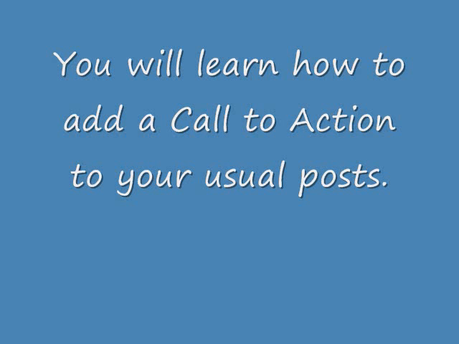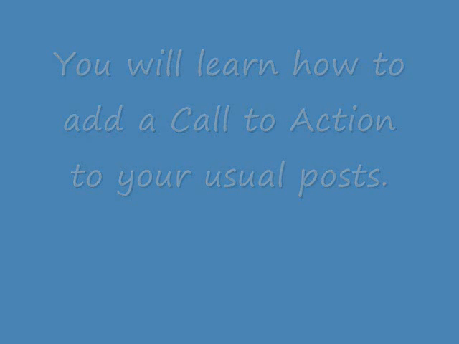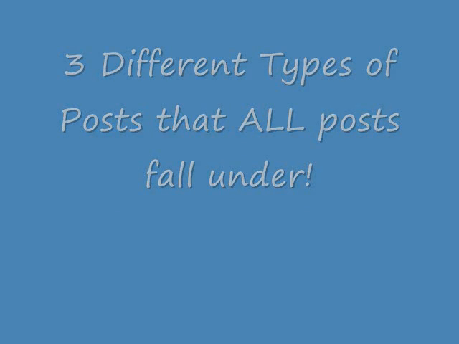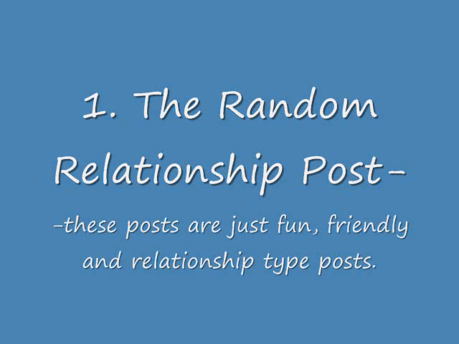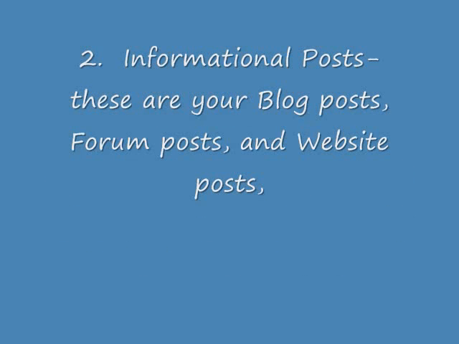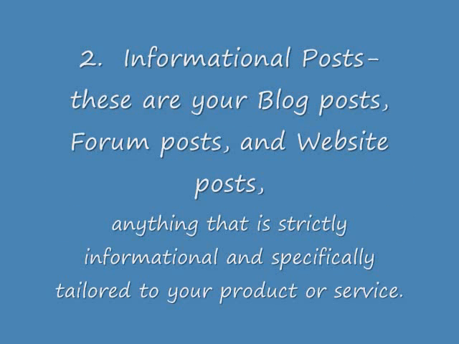In step 4, we went over 3 different types of posts, and they were: number 1, the random relationship post. These posts are just fun, friendly, and relationship type posts. They have a higher organic reach. Number 2 was the informational post. These are your blog posts, forum posts, and website posts. Anything that is strictly informational and specifically tailored to your page. Even photos of your product or service.